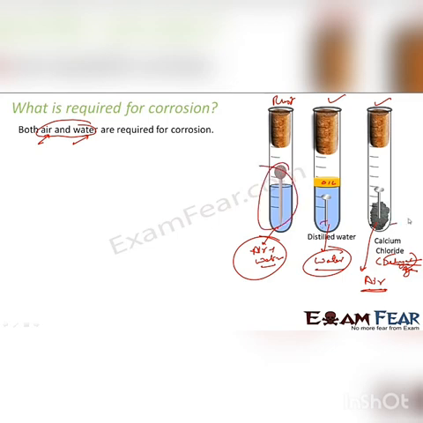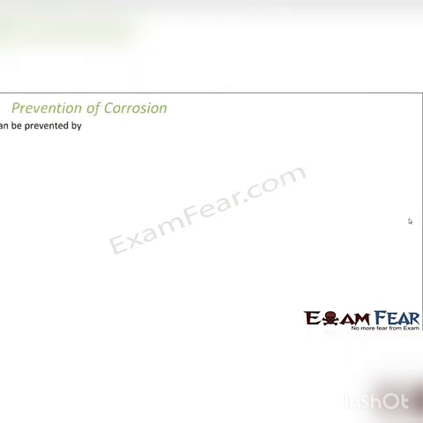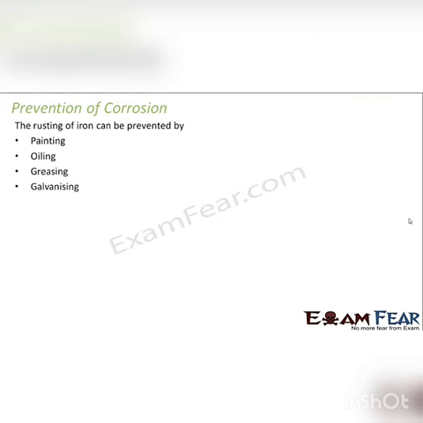So that's the message we have got, and the key we have got, that both air and water are required for corrosion. So if we can stop one of these, we can stop corrosion, right? So we can stop corrosion by painting, oiling, greasing, galvanizing, chrome plating, anodizing, making alloy.